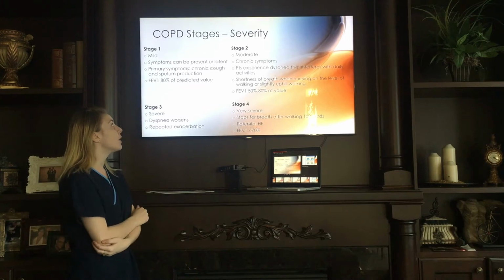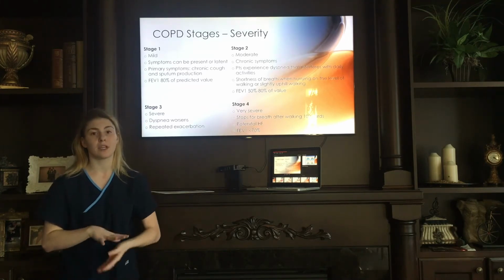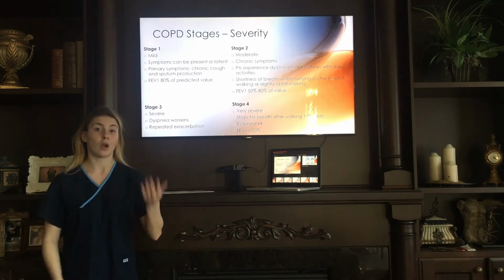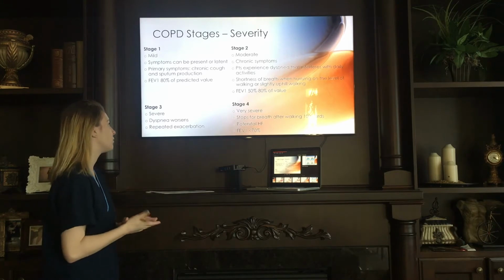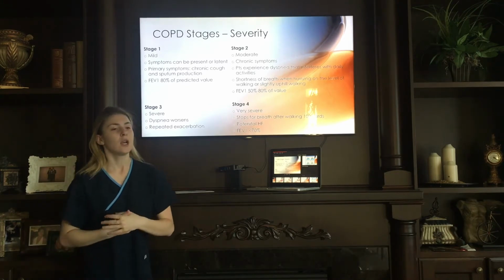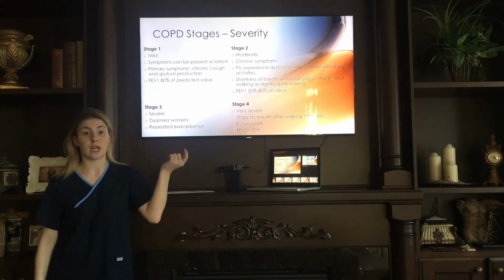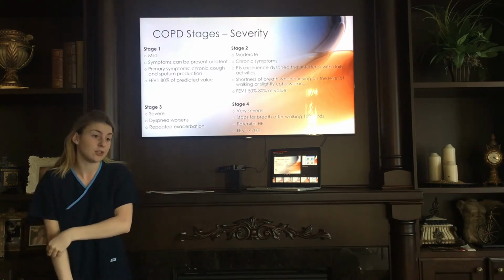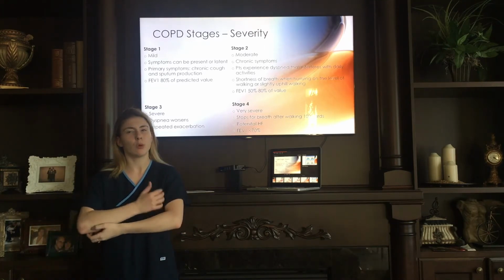And then stage 2 is moderate, so they do have chronic symptoms. They may be having some appearance of dyspnea on exertion, for sure, and shortness of breath when hurrying on the level of walking or slightly uphill walking. So that's different to say me walking up 2 flights of stairs and being tired because I'm not in shape. There's a difference between that and shortness of breath. And most people don't know that.